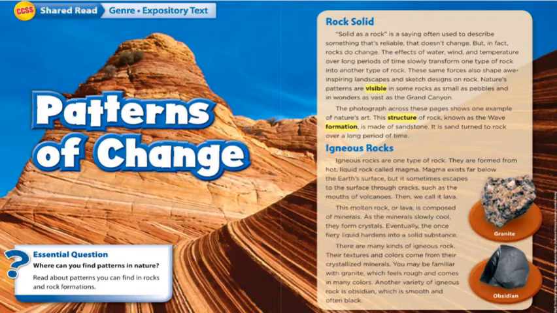You may be familiar with granite, which feels rough and comes in many colors. If you notice here in the picture, this is the granite. It's a very beautiful stone and it comes in colors. Another variety of igneous rock is obsidian, which is smooth and often black. This rock is the obsidian. It's smooth, but its color is black.